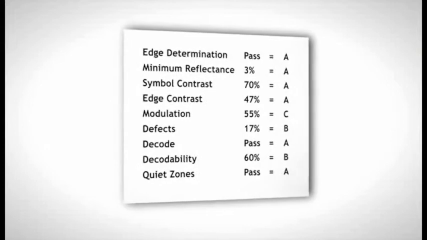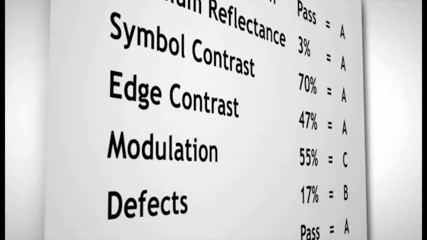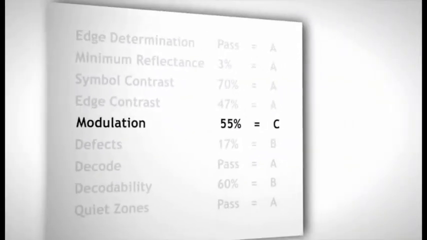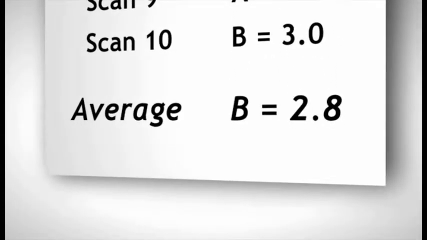On each scan, the verifier will report grades for each of the parameters and will report the poorest of all the grades it finds. The result is called the scan grade, the grade achieved in a single scan. The verifier averages the results of the 10 individual scans. This average result is called the symbol grade.